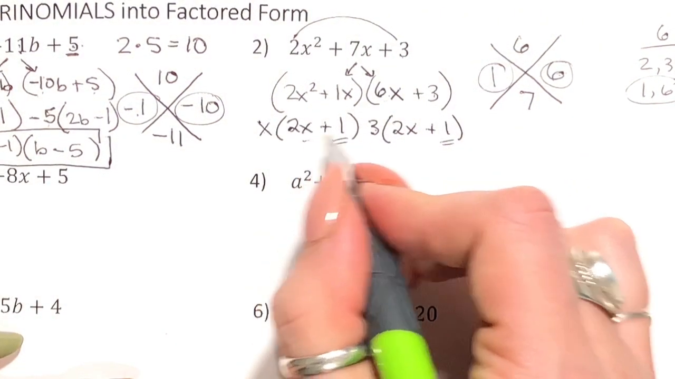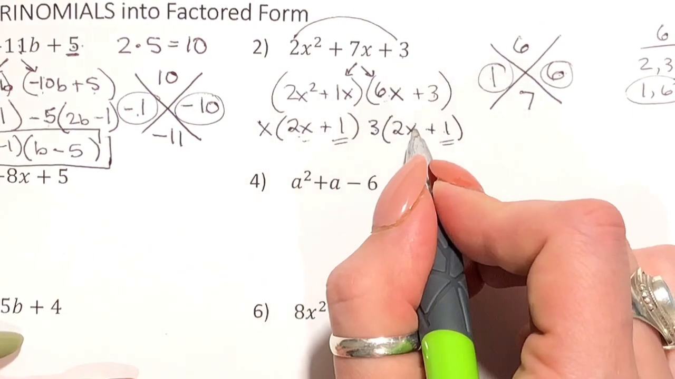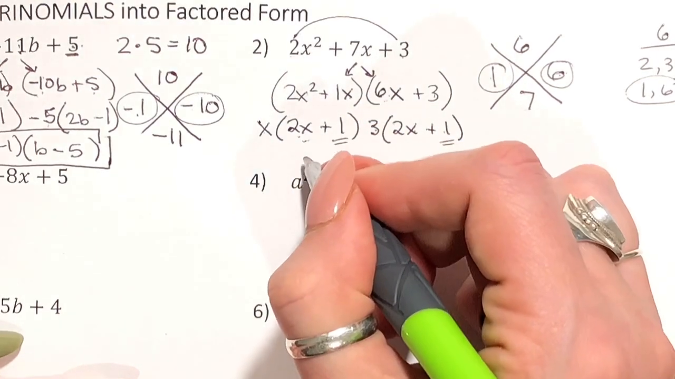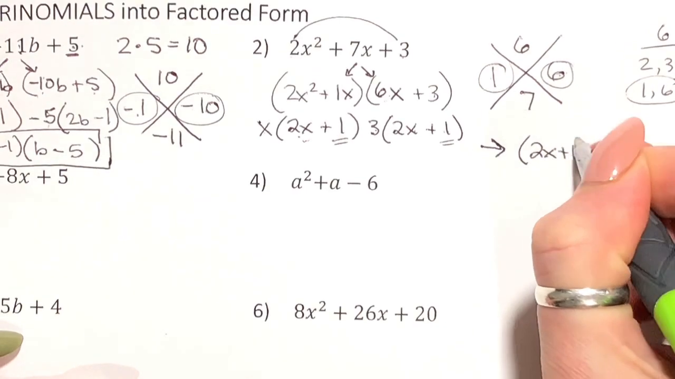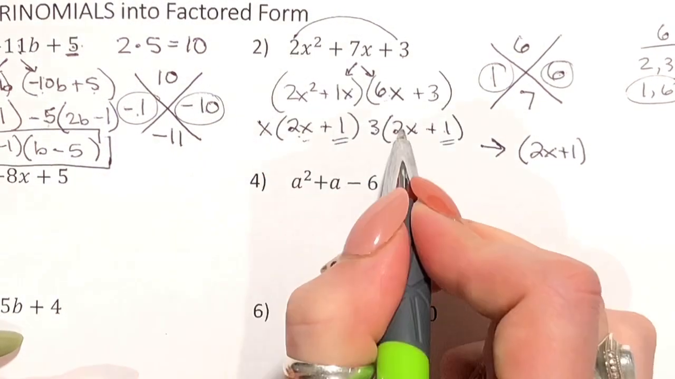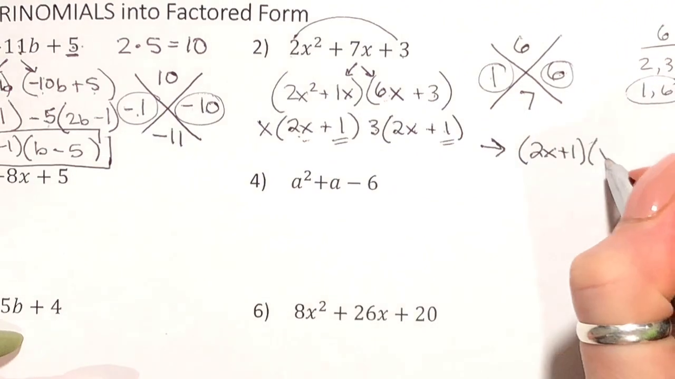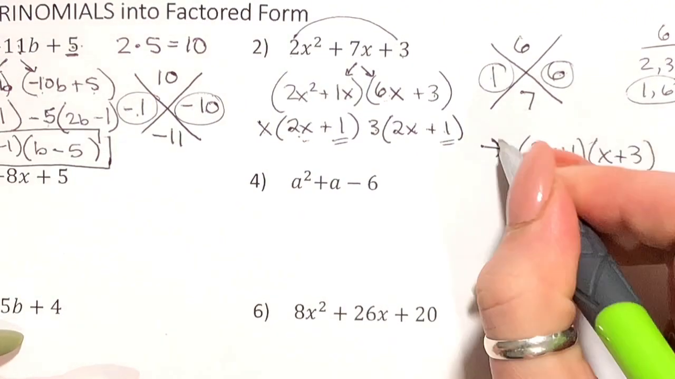And then we see our 2 groups are matching, 2x plus 1, 2x plus 1. So we did it right. So our answer, we're going to keep one of the 2x plus 1s out front, and then the 2 greatest common factors are going to go inside, x plus 3. And you're done.